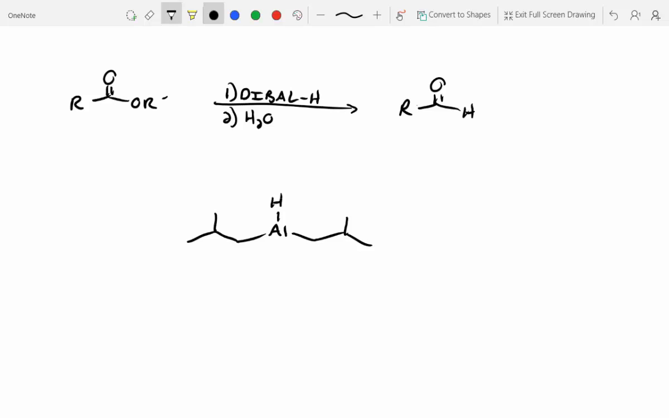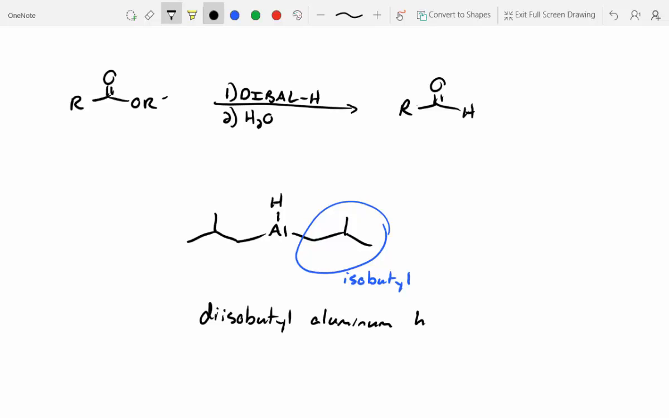Why do you think it's called DIBAL? What do we call these groups? Isobutyls, right? So if we remember going back to our naming, this is called an isobutyl. So DIBAL is diisobutyl aluminum hydride. Yeah, this one's really bulky. It will only add in one equivalent of hydride very controllably.